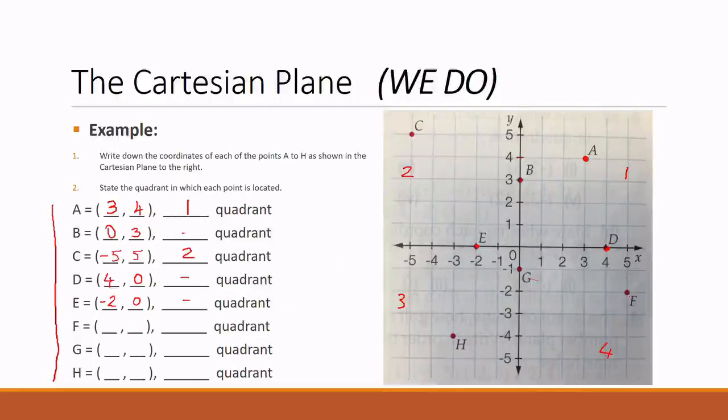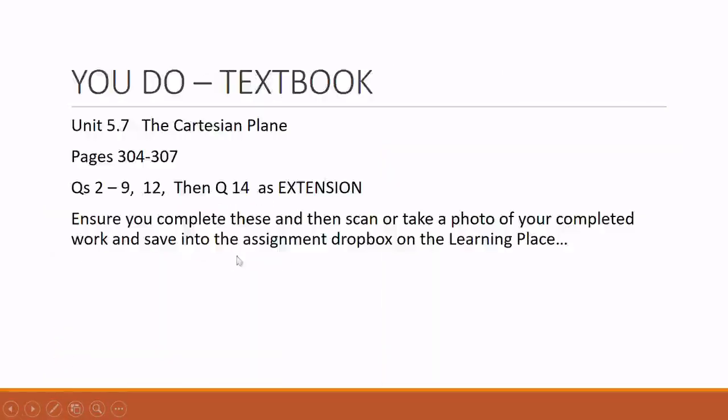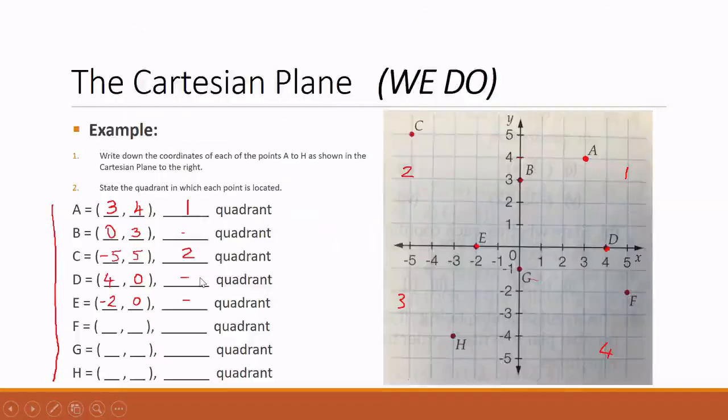For point F, which is sitting way over here, you can see that I am 5 units away from the origin in the horizontal direction. So I put my x value as 5, and my y value, I've gone down 2 units from the origin, and so my y value will be -2, and it sits in the 4th quadrant.